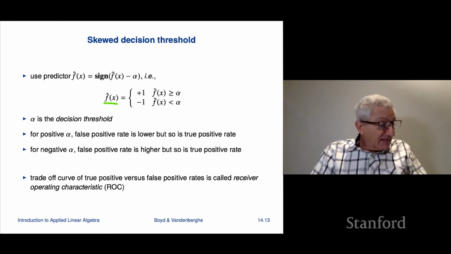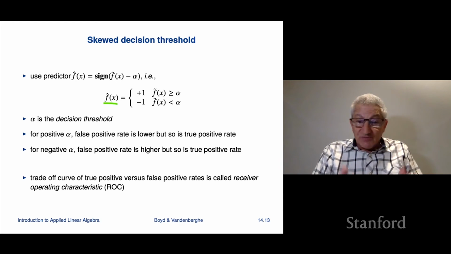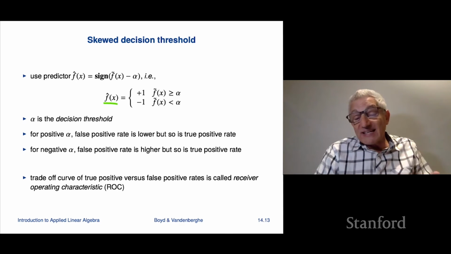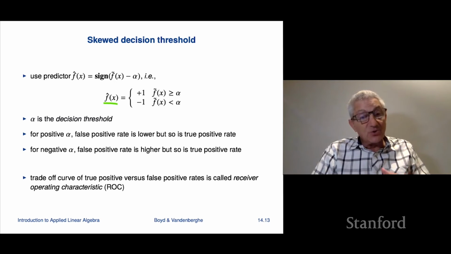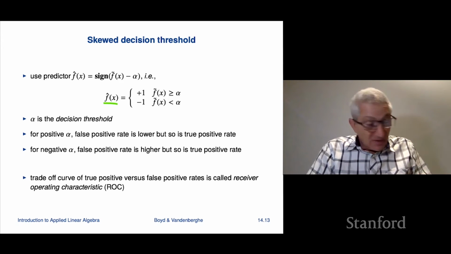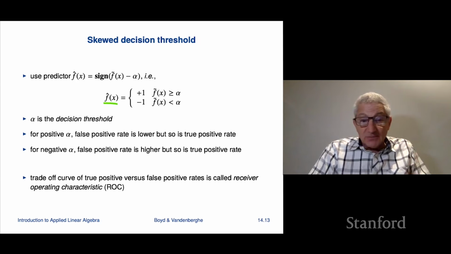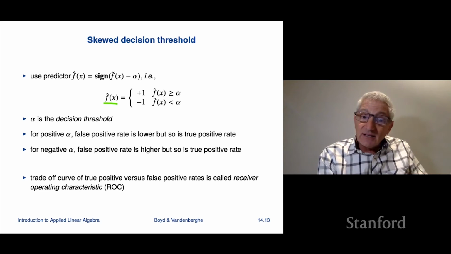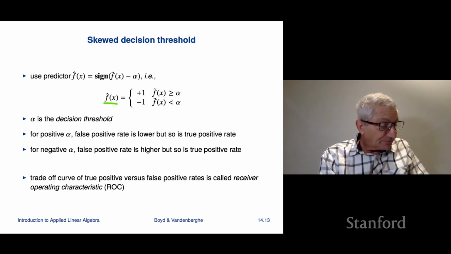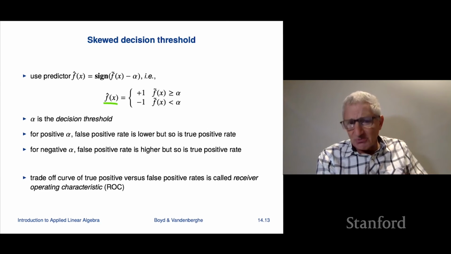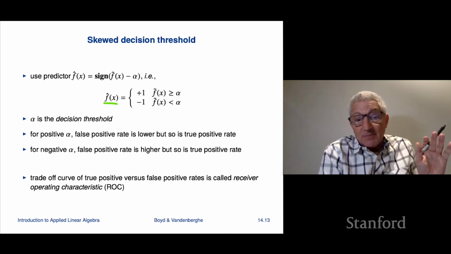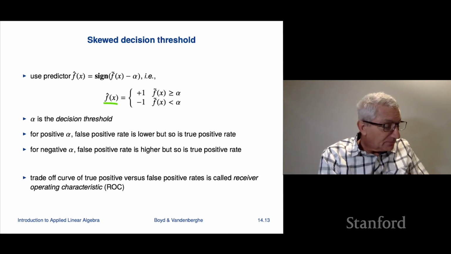Now for positive alpha, the false positive rate goes down. When alpha is positive, you are more reticent, and again I'm anthropomorphizing, to guess +1. That means you're going to make fewer false positives, because you'll be less likely to announce that something is a +1. But so will the true positive rate go down, because some of the true positives you'll now look at and go, yeah, it was bigger than 0, but it's not bigger than alpha, so I think it's -1.